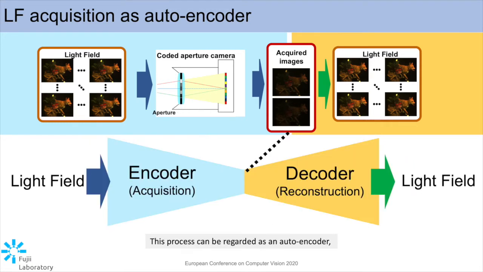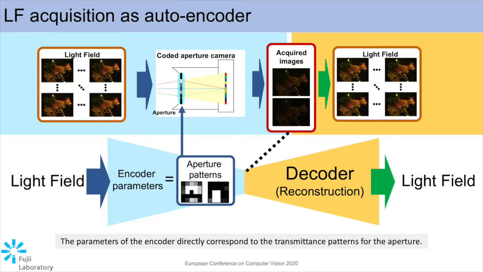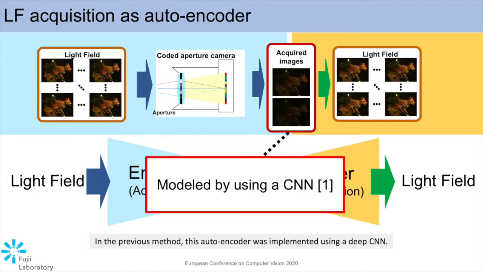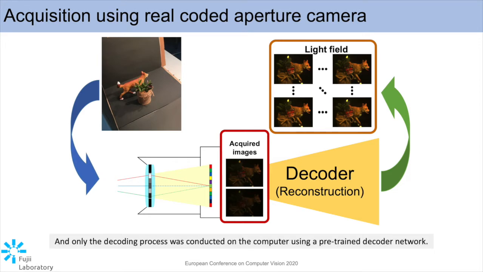This process can be regarded as an auto-encoder, where the encoder corresponds to the image acquisition process, and the decoder corresponds to the computational reconstruction. The parameters of the encoder directly correspond to the transmittance patterns for the aperture. In the previous method, this auto-encoder was implemented using a deep CNN, and the encoder and decoder were jointly optimized through end-to-end network training. When applied to a real coded aperture camera, the encoder process was conducted as a physical imaging process on the camera, and only the decoding process was conducted on the computer using a pre-trained decoder network.